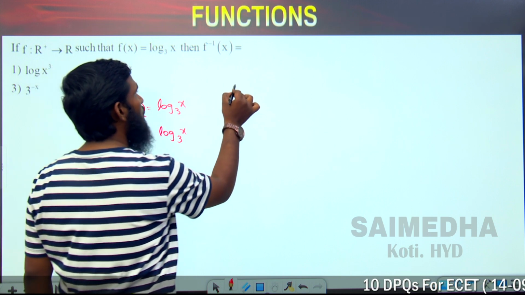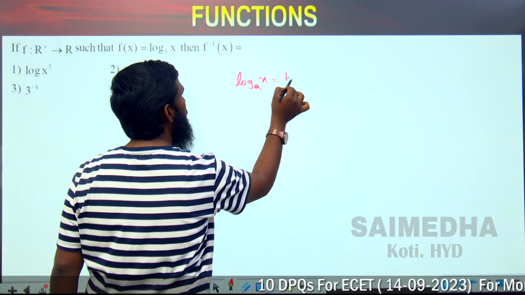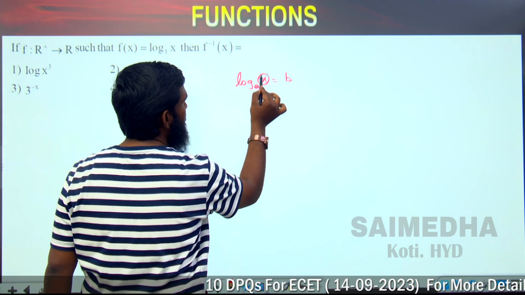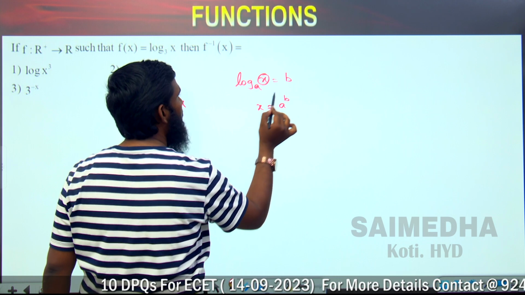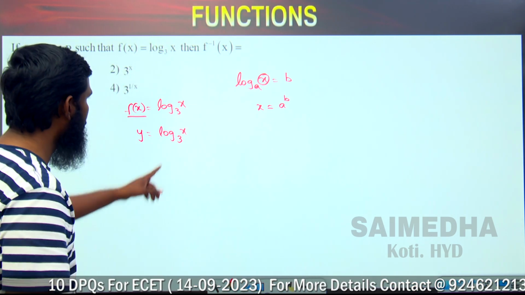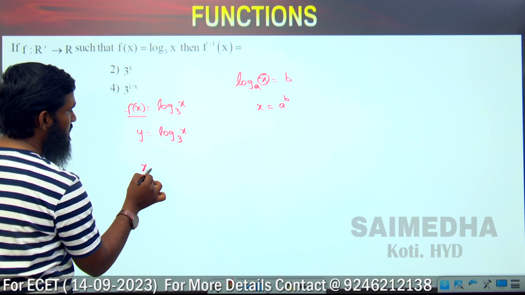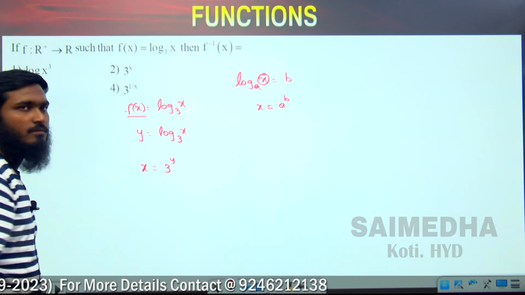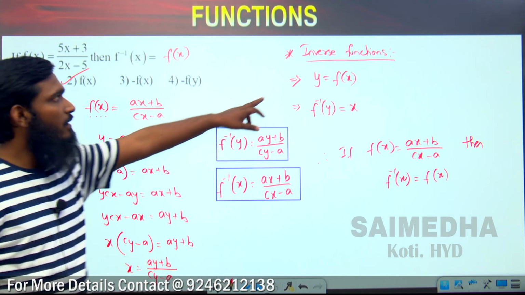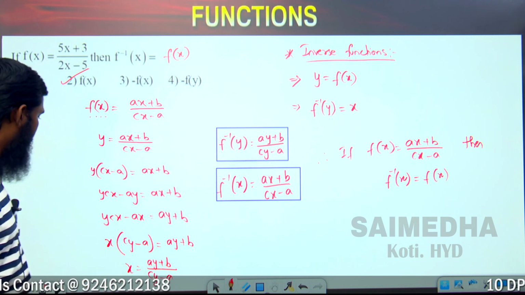Now we have one formula over here: log x to the base a is equal to b. Suppose if you want to find out the x value, then x is equal to a power b. Okay, this is the logarithm formula we have. So in this part also, as we are finding the x value, x is equal to 3 power y. That's it. First, in the place of f of x we have written y. Now in the place of x what we have to write is f inverse of y.